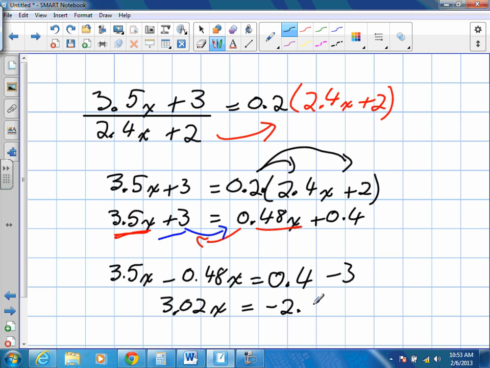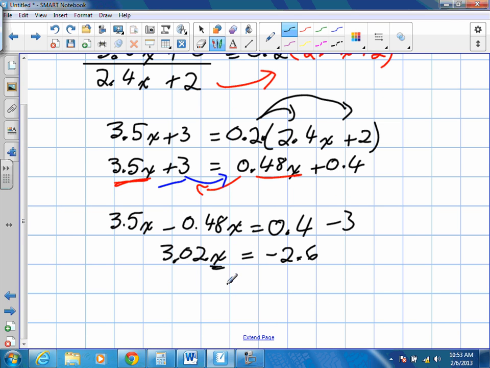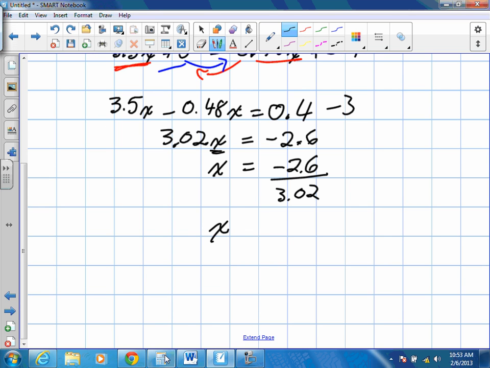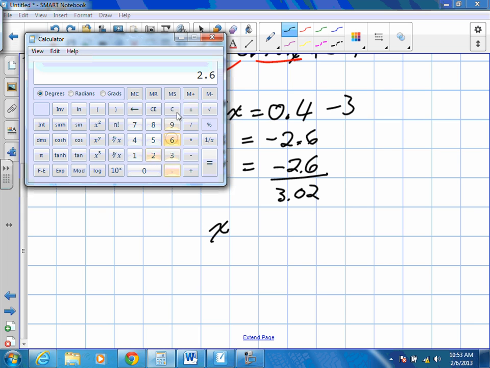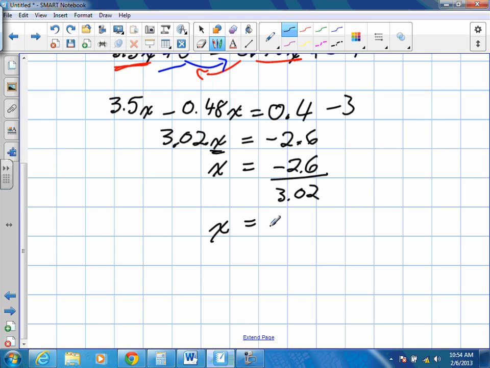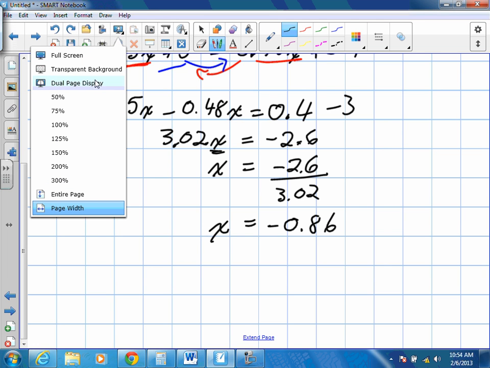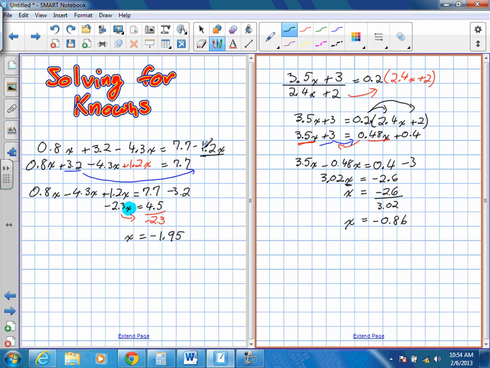2.6. Again, we've got to isolate x. In order to do that, because this is multiplication, I have to divide the other side. So we're going to get x is equal to negative 2.6 divided by 3.02. And we'll take out a calculator for that. Negative 2.6 divided by 3.02. Negative 0.86. Okay? The more you do these, the faster you're going to be able to get through this stuff.